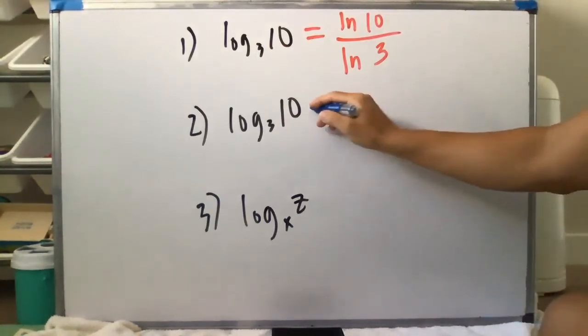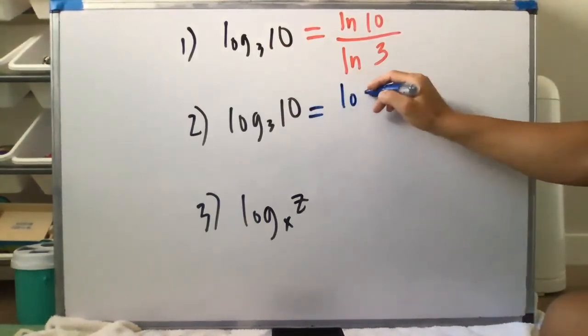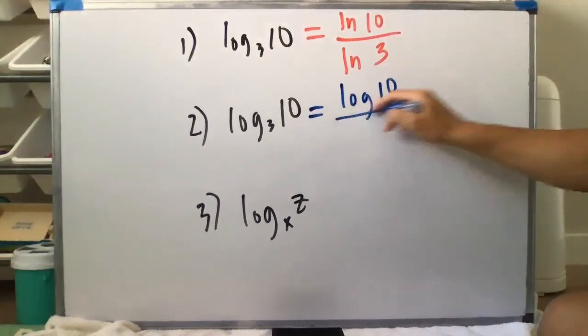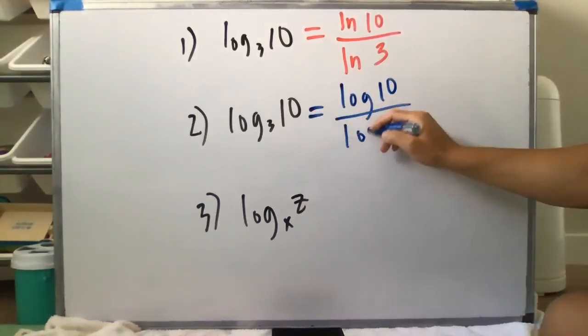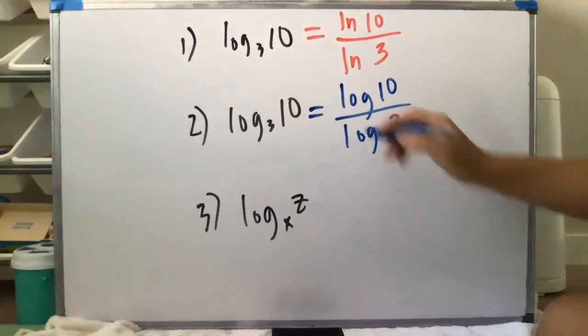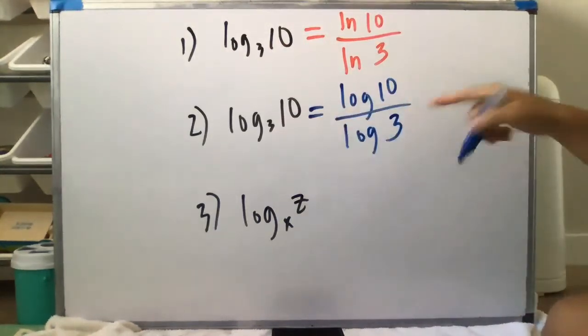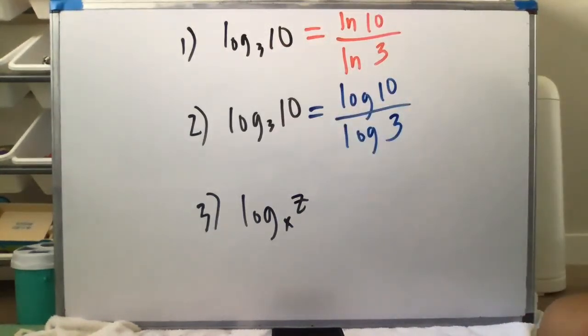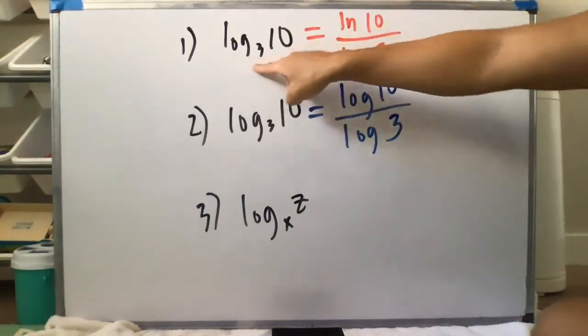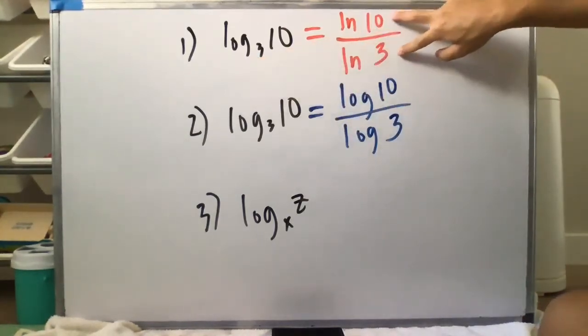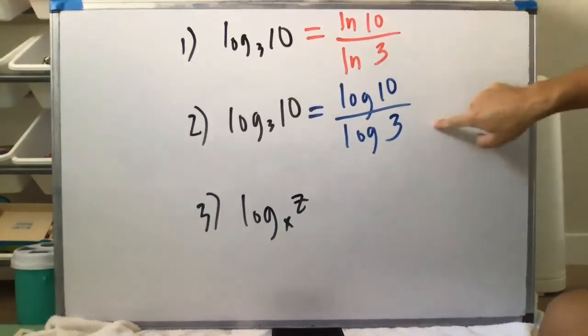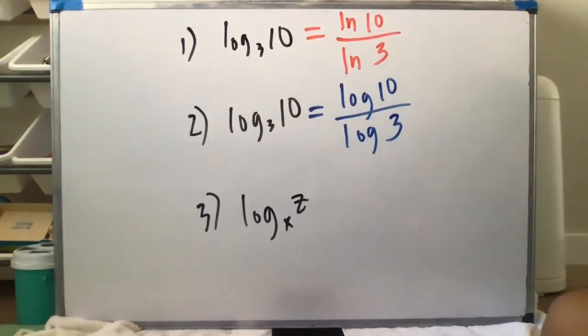Number two, same principle. If I'm going to use the common log this time, so log base 10, it's log base 10 of 10 over log base 10 of 3. That's it. Top number over bottom number. That's your answer. So actually, all three of these: log base 3 of 10 is equal to ln 10 over ln 3, which is also equal to log 10 over log 3.